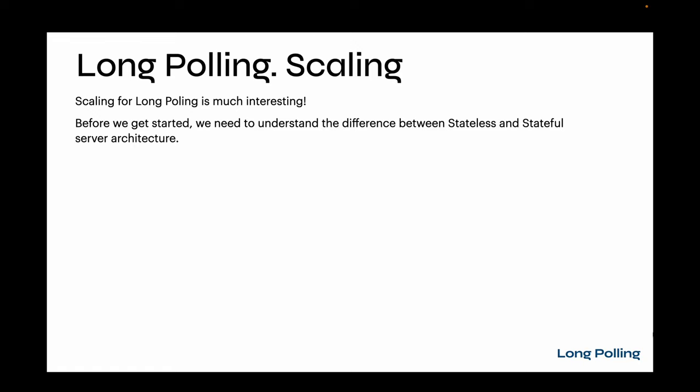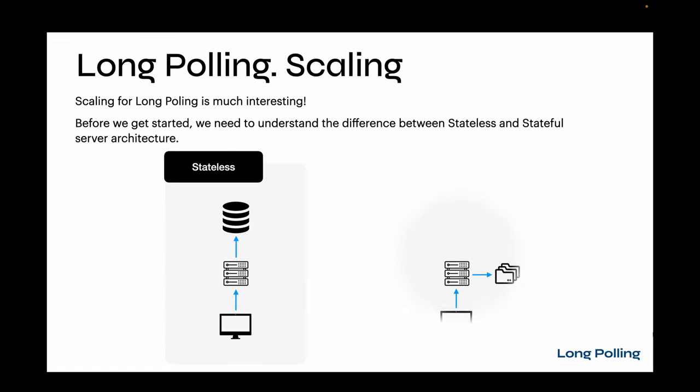Scaling in the context of long polling is a more interesting challenge. Before we dive in, it's crucial to understand the difference between stateless and stateful server architectures. A stateless architecture means that no data is stored on the server. In contrast, a stateful architecture involves keeping some data on the server. The advantage of a stateless server is flexibility. We can easily replace such a server, redirect its request to another server, or perform other actions.